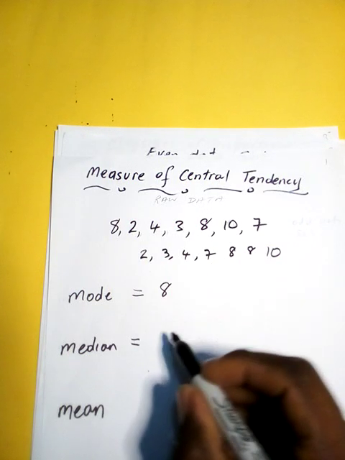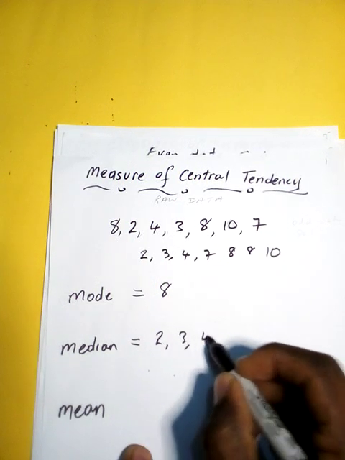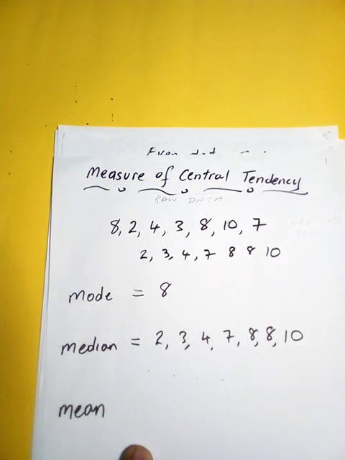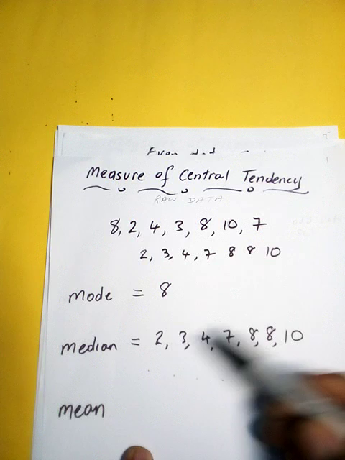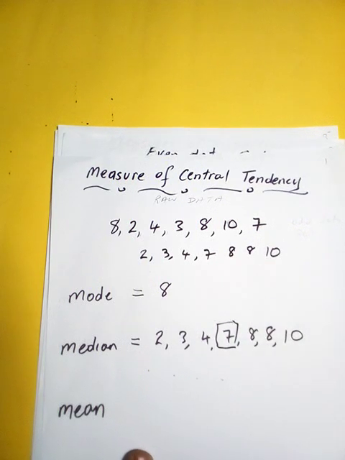So from the organized data, arrange in ascending or descending order: 2, 3, 4, 7, 8, 8, 10. Which of these values of the data set is in the middle? When we talk about something in the central position or the middle, we must have the same amount of values on the left and the right. So we see we have 1, 2, 3, 1, 2, 3. So the value that's in the middle is 7, so the median is 7.